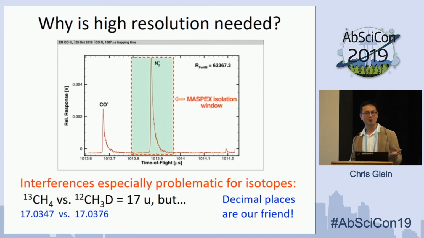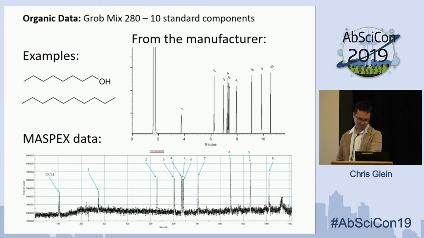And this is really important, because if you want to fill in that methane isotope plot, you need to measure both 13C methane and deuterated methane. Those both have a mass of 17, so that's a problem unless you have high resolution. And if you have high resolution, it's great because these species actually differ at some of the decimal place level of mass. So we like to think of decimal places as our friend for mass specs.